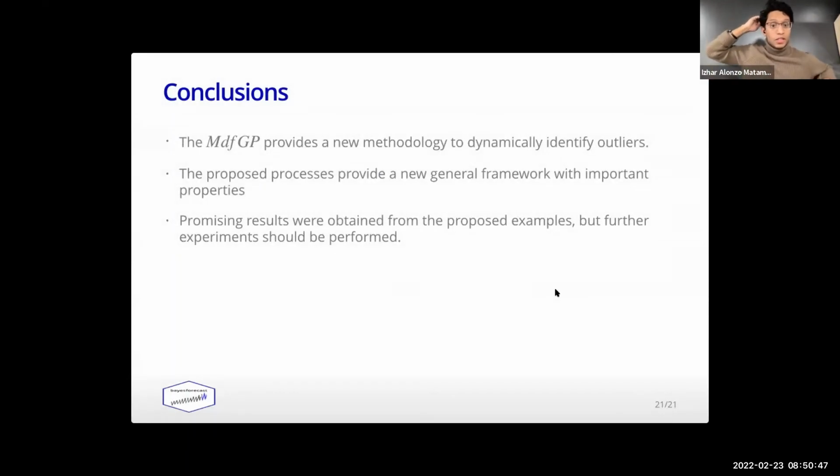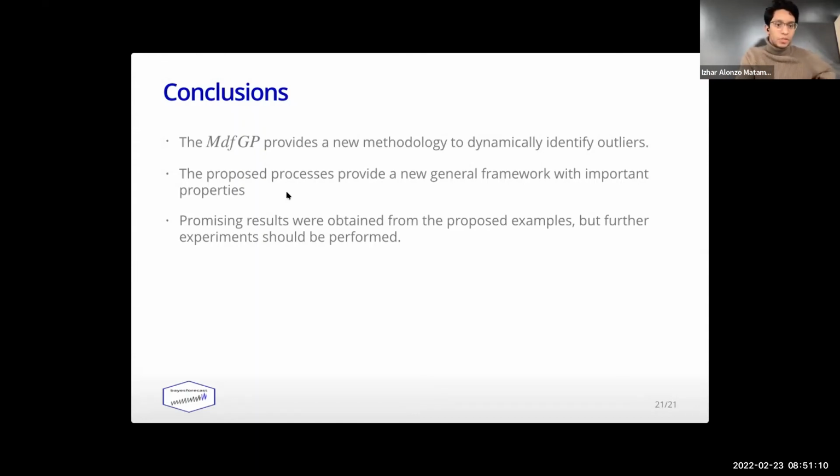So far, this is what we have. This paper is originally just about the theoretical implications of this model and its consequences and properties. It provides a new methodology for dynamically identifying outliers that generalizes Gaussian processes and Student-t processes, and has a lot of properties. And even so, right now we have promising results with the proposed examples.